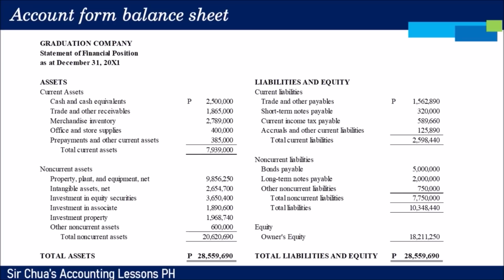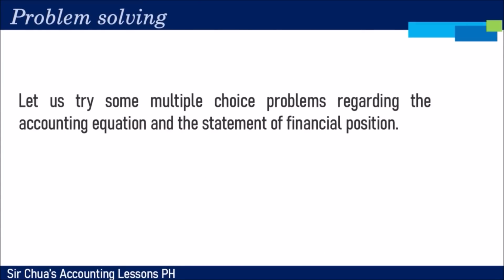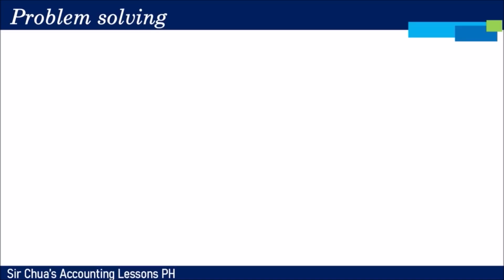So, singit lang natin another knowledge, another additional knowledge is mag-try naman tayo ng problem solving na multiple choice. So, if you want to become a certified public accountant, you need to take the CPA board exam. And the CPA board exam is multiple choice problems. So, let's try some problems. 3 lang naman to, kayang-kaya nyo ito. Okay, let us try some multiple choice problems regarding the accounting equation and the statement of financial position.